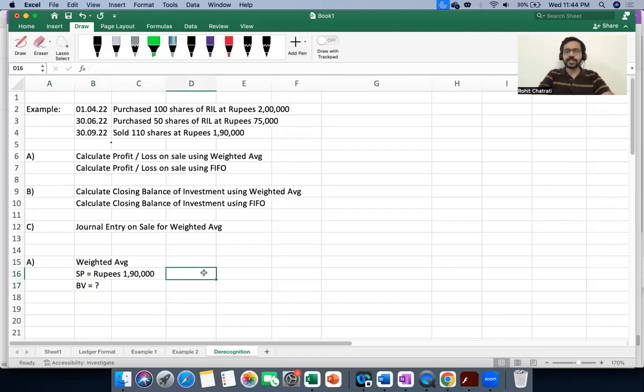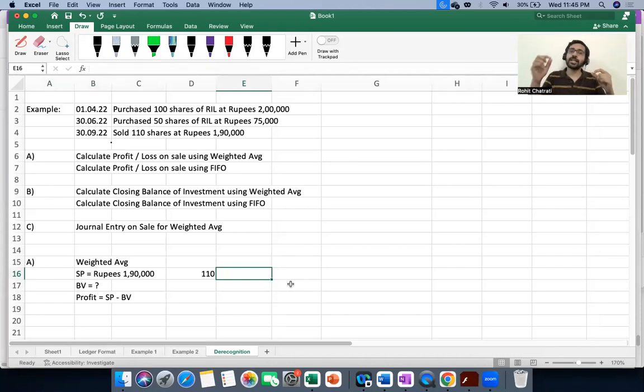The number of shares I've sold is 110 shares, and then the differential, selling price minus book value, is going to be equal to my profit. Now, under the weighted average cost method, I purchased 100 shares for 2 lakh rupees. I purchased 50 shares for 75,000 rupees.